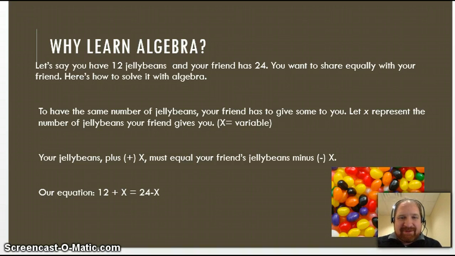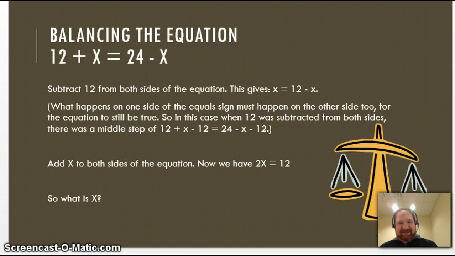Here's an example with a word problem. You've got 12 jelly beans. Your friend has 24. You want to share it. Well, you do that with algebra. Yours plus x would have to equal his minus x. We end up with that equation. What do we do? We subtract 12 from both sides. x equals 12 minus x.